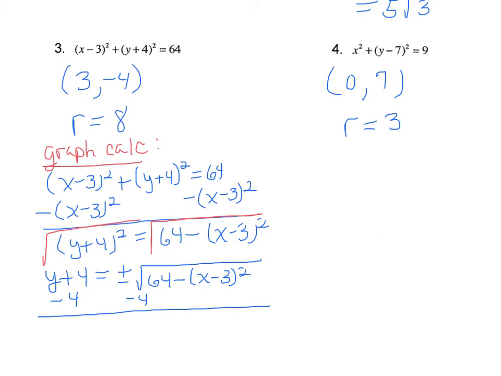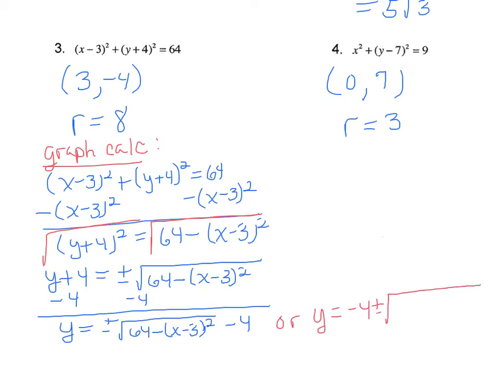So I will end up with y equals plus or minus the square root of 64 minus x minus 3 quantity squared, minus 4 outside the radical. Or I could have written it as y equals negative 4 plus or minus the square root of 64 minus x minus 3 quantity squared.